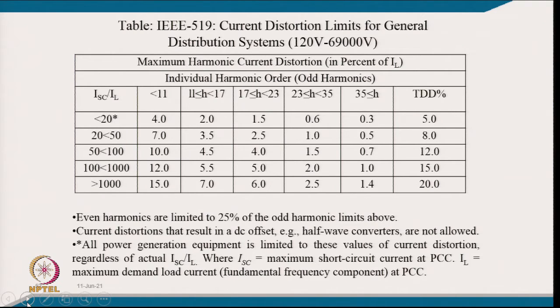Even harmonics are limited to 25% of the odd harmonic limits, and current distortion that results in a DC offset, like a half wave rectifier or half wave converter, is not allowed. All power generation equipment is limited to the value of current distortion regardless of your actual short circuit current level, where ISC is the maximum short circuit current at the point of common coupling, and IL is the maximum demand load current, that is typically the fundamental frequency component at the point of common coupling.